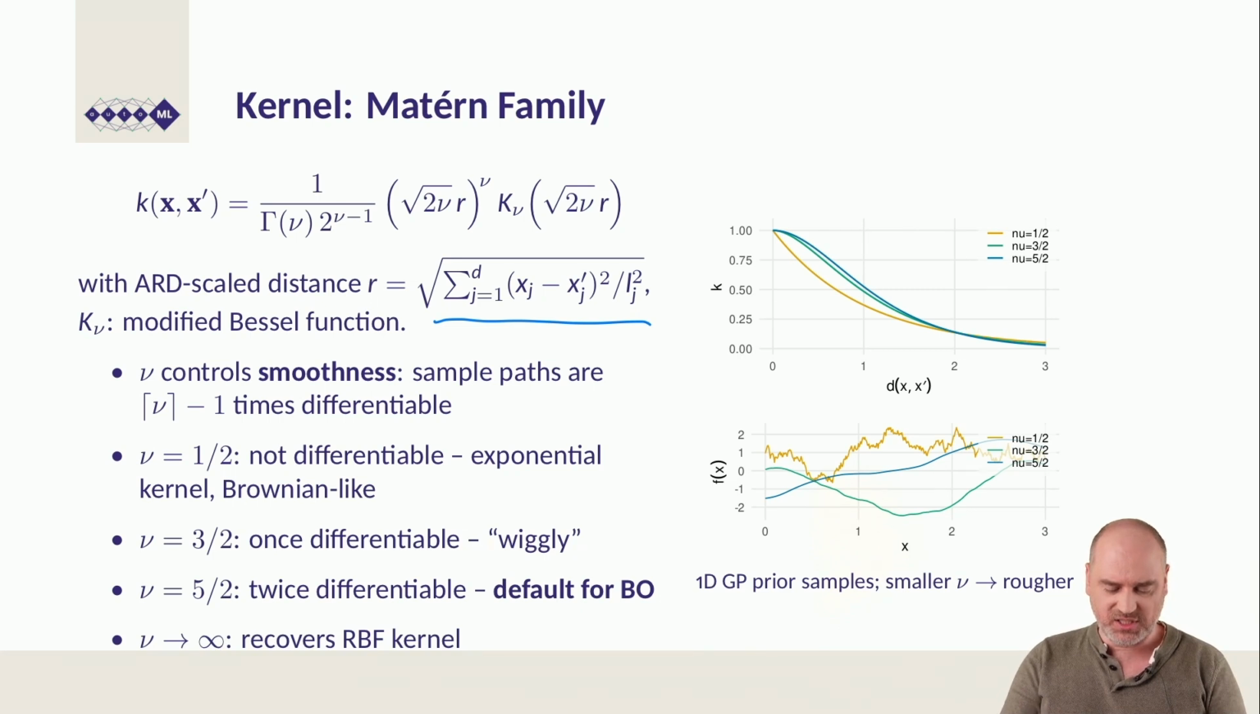So if this is, for example, set to 0.5, then our functions are not even one-time differentiable. This would also be called then the exponential kernel, and it's a Brownian motion-like type of function that is modeled by this specific kernel. If we set nu to 1.5, it's one-time differentiable, and if it's set to 2.5, it's 2 times differentiable. You could see this as a reasonable assumption for most functions you could meet out in the wild.